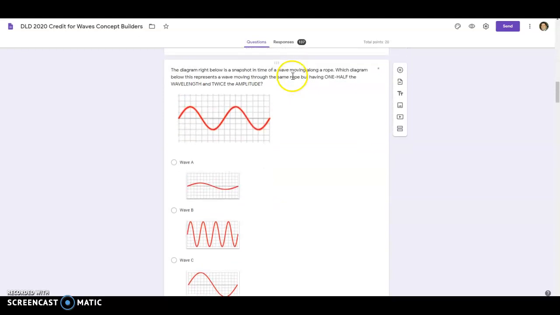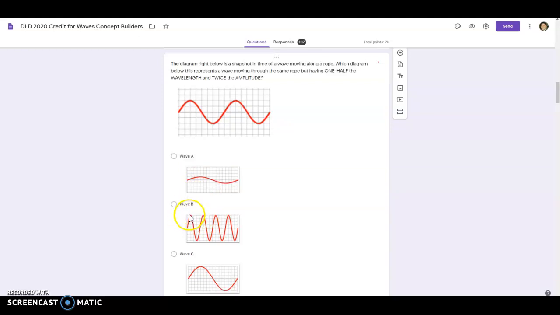As we go through to the next question, same beginning wave, but now it's going to have one half the wavelength. So this wave is going to shrink, crest to crest, trough to trough, or any part of the wave repeating is going to get shorter. And then it also says twice the amplitude. So it's going to get taller. It's going to get less length and a taller height. This is two boxes. We're looking for four boxes. This is a lower amplitude. This is a higher amplitude and a shorter wavelength. So choice B is the best choice for this question.